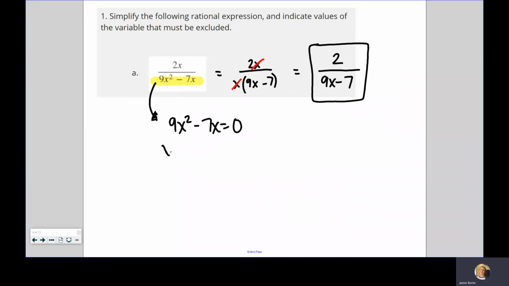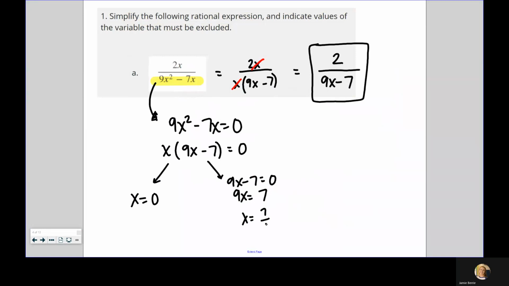Go ahead and factor out an x. All right, so 9x, oops, not a square, just a 9x now if we pull out an x. So you pull out an x, we have 9x minus 7 left inside. Right now you're just going to set both parts equal to 0. So x equals 0, that's one spot where it's undefined. All right, and then 9x minus 7 equals 0. Move the 7 over. Divide by 9. And there's our second spot where it's undefined.